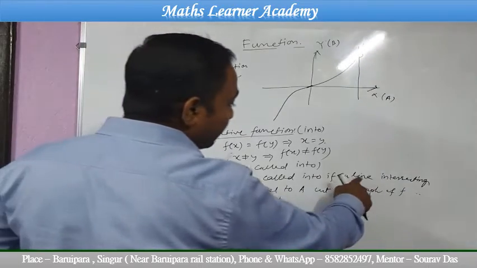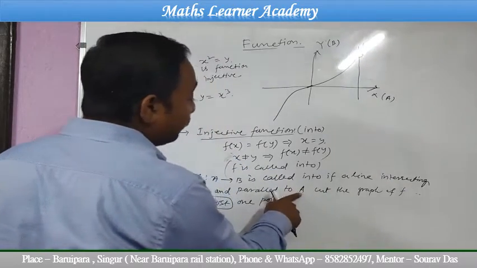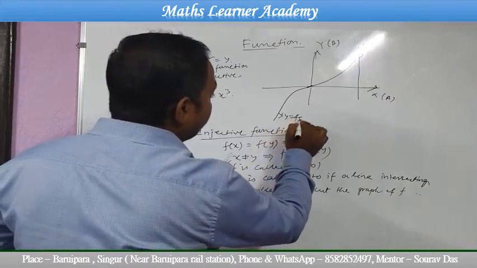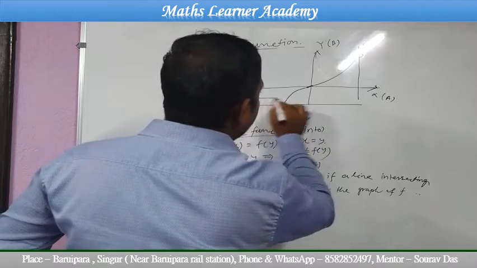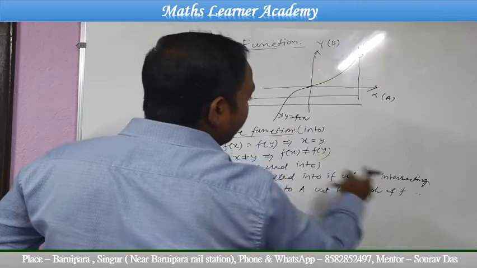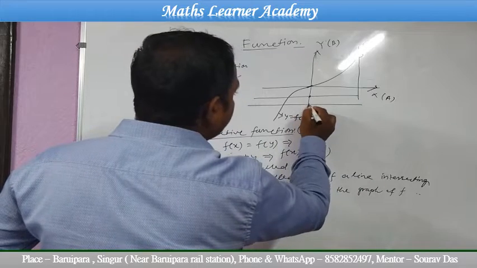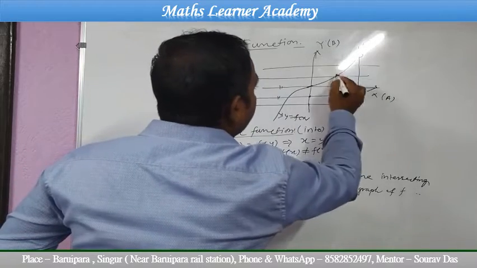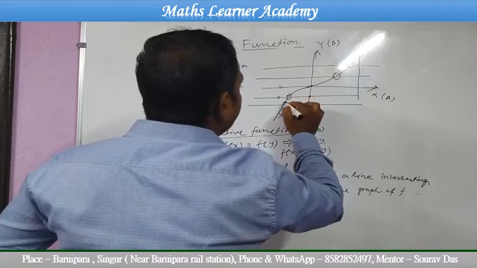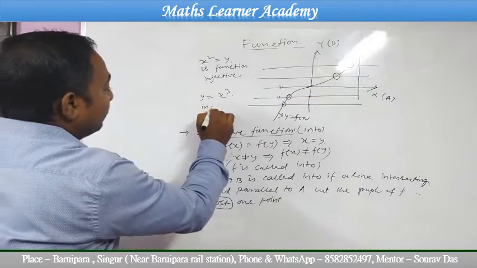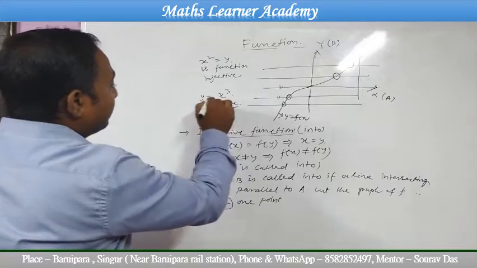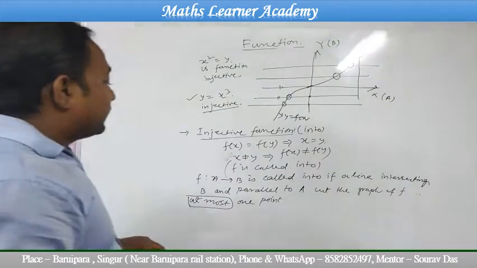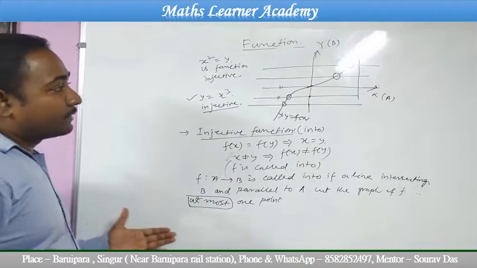And now according to this definition, the line intersecting B and parallel to A cuts the graph at most 1 point. So this is our graph, y equals x cube. Now this line, which intersects B, is parallel to this line, the A line. So all these lines cut this graph at most 1 point. That's why this function will be injective. This is a function and this is an injective function, right? So this is the idea of the injective function in a geometric sense.